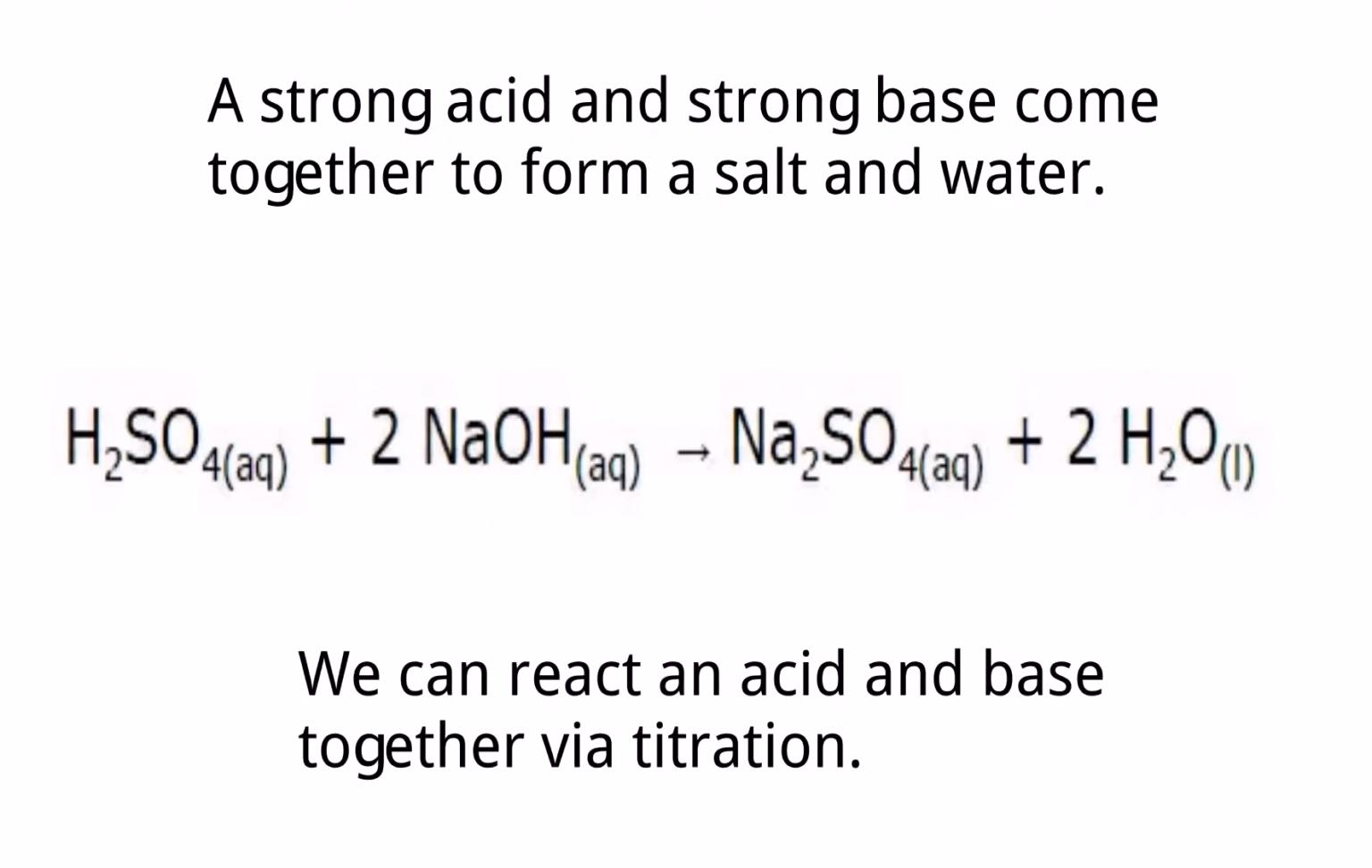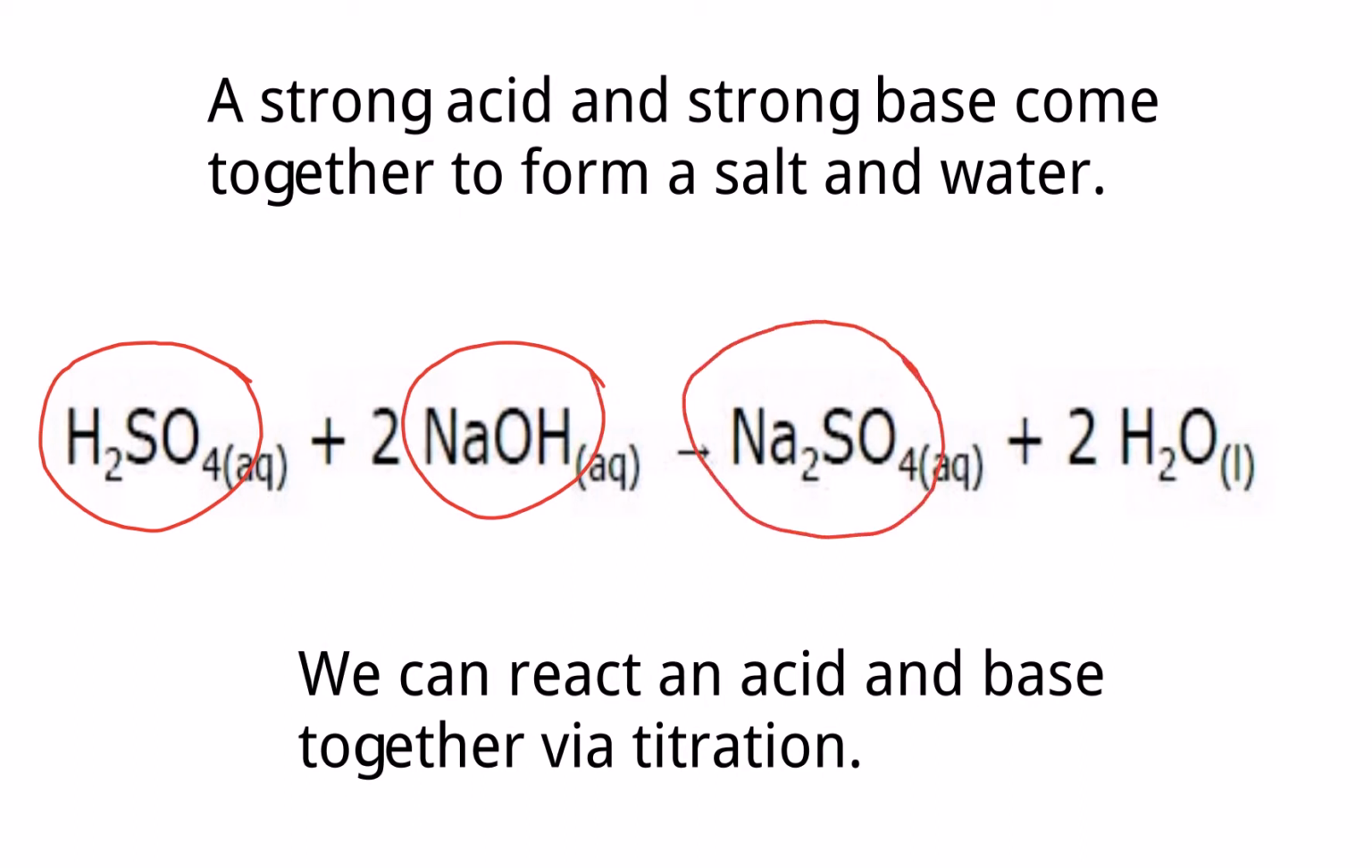Alright, so let's talk about a strong acid and a strong base if we mix them together in a reaction. So when we have a strong acid and a strong base, and I've selected one of each from our list of 6, that come together, they're going to form a salt and they're going to form water. So you can see an example of that down here. H2SO4 is considered a strong acid, NaOH is considered a strong base. They produce sodium sulfate, the salt, and water.